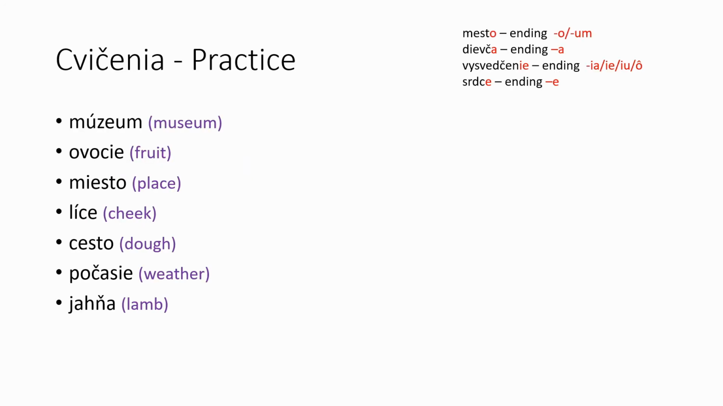Once again, for some exercises, you have the paradigms in the top right. So feel free to pause the video and fill these in on your own. I'll be reading them out and then showing the answers. Múzeum, ovocie, miesto, líce, cesto, počasie, jahňa.